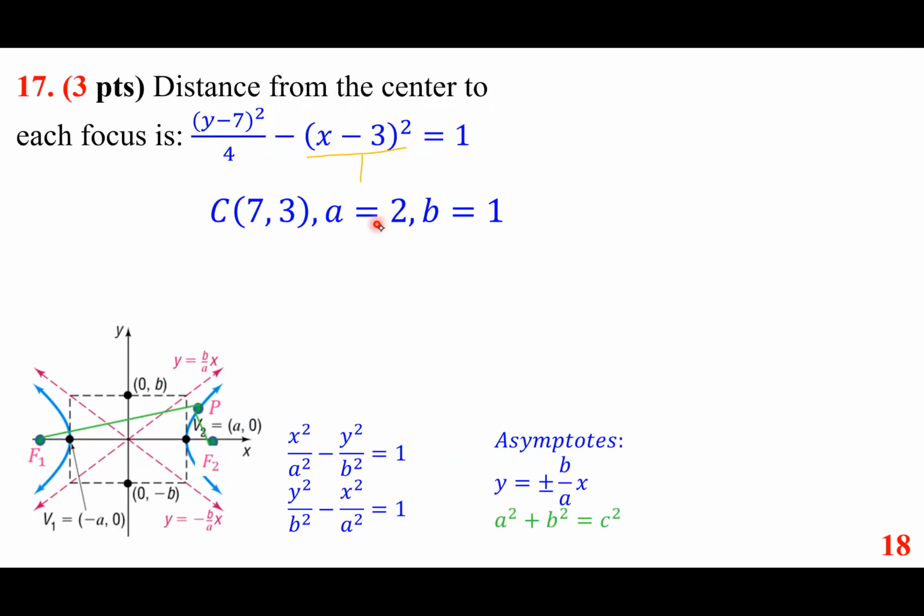And in the case of a hyperbola, a squared plus b squared is always equal to c squared. So 4 and 1 is 5. And the c is square root of that.